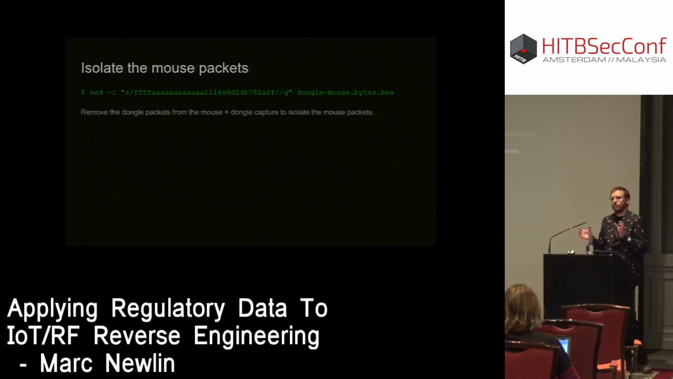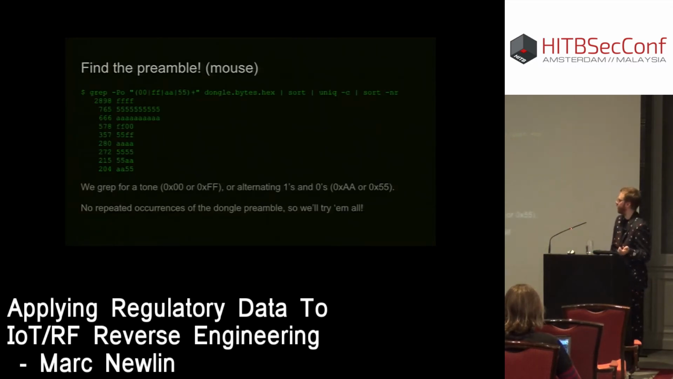So now we can start looking at the capture of the mouse plus dongle in the Faraday cage. Now, because we've made this assumption that this byte sequence is a packet transmitted by the dongle, we can just use sed and remove that from the output of the mouse plus dongle. The idea there being that whatever's left over was transmitted by the mouse and probably not the dongle. So we run sed, isolate the mouse packets, and then we go through the same procedure looking for the preamble for the mouse packet.